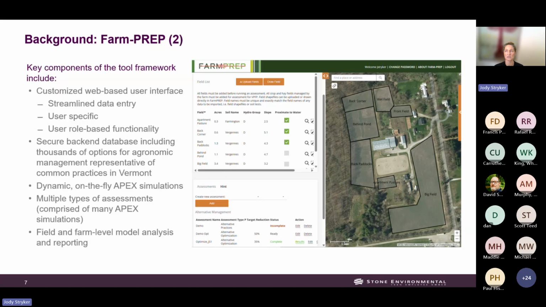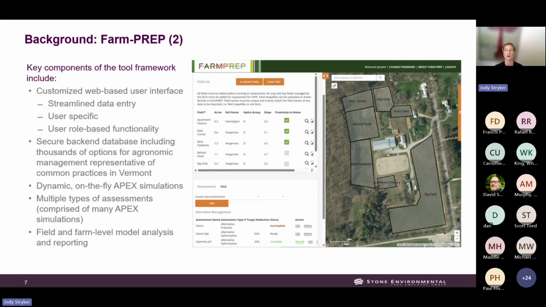So you only see data that is yours or assigned to you, depending on your role. There's role-based functionality. For example, in the agency bag system, verifier roles cannot change assessment inputs, but can access certain controls to indicate whether management has been field verified. There's a secure backend database that stores obviously user data, but also includes thousands of options for agronomic management that we've established and that are representative of typical management in Vermont.